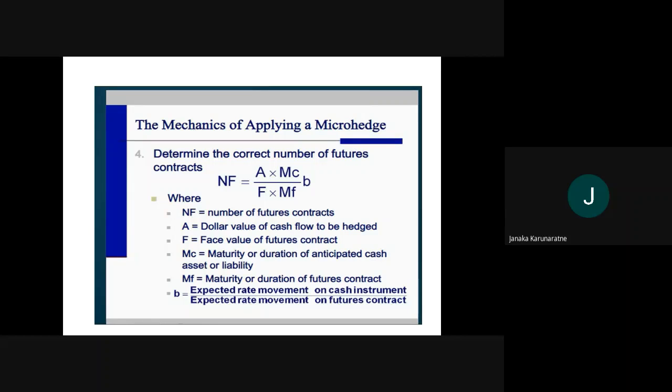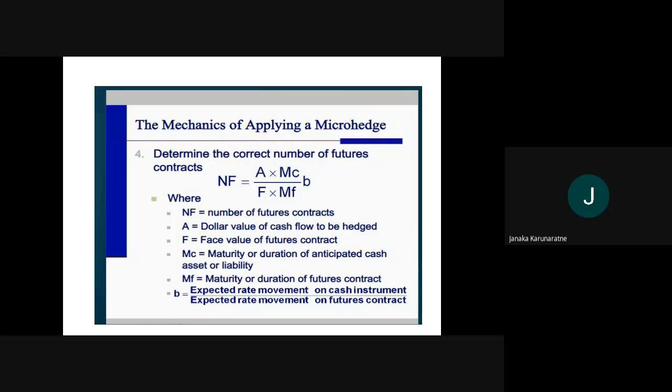Then times MC. MC means maturity or duration of the anticipated cash asset or liability, so the duration of my bond portfolio, sorry, the particular bond. Then divided by F. F is the face value of the futures contract which I am going to hedge, and the maturity or duration of the futures contract, times B. B is the expected rate movement on the cash instrument divided by the expected rate movement on the futures instrument. So B is a factor.